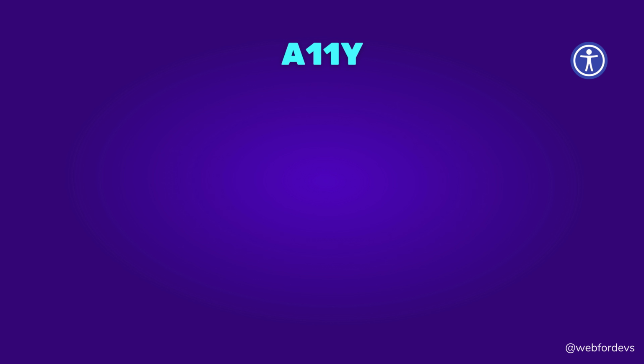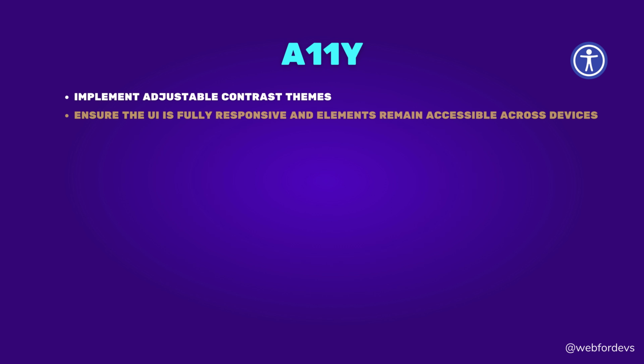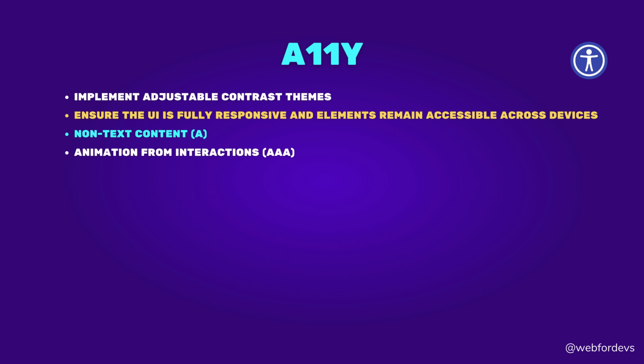We need to implement adjustable algorithms and allow preferences to be saved for future visits. The next requirement is to ensure the UI is fully responsive and elements remain accessible across all device sizes. Because we have different images, don't forget to add alt text to explain what exactly each image shows. The next requirement is that motion animation triggered by interaction can be disabled.